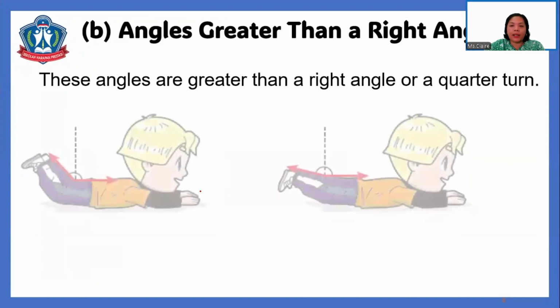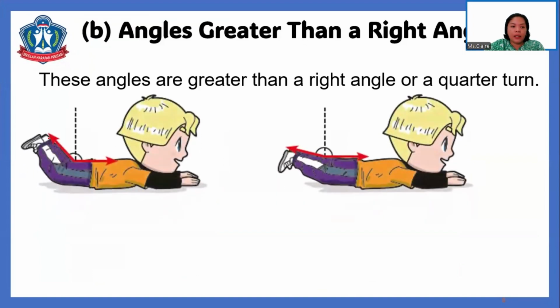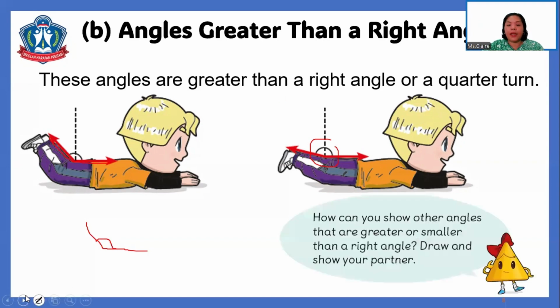These angles are greater than a right angle. When you position your body like this, this is greater than a right angle. This one also is greater than a right angle, because a right angle always shows letter L, straight line. When a vertical line and a horizontal line meet, it will make a right angle. So how can you show other angles that are greater or smaller than a right angle? Let's show this one during our class. Let's draw some angles that are smaller or greater than a right angle.